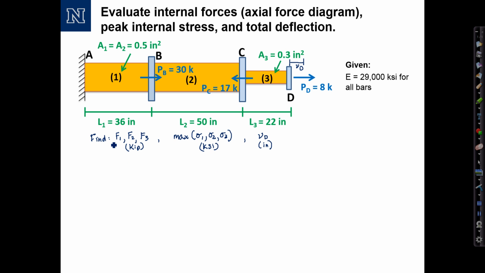And while we could evaluate the reaction at the left end here, we actually don't need to. We can simply draw the axial force diagram by working from right to left. So I will go ahead and model that process for you. I'm going to set up my diagram right here. I'm going to label axial force and my units in kips, and I'm going to start over here at the right end.